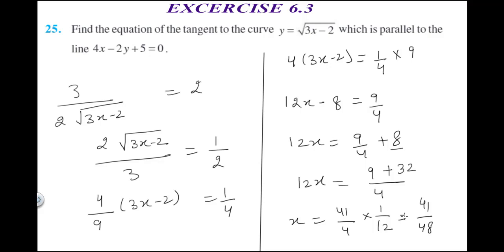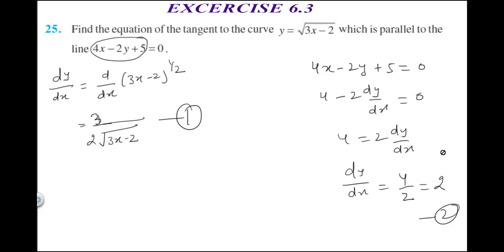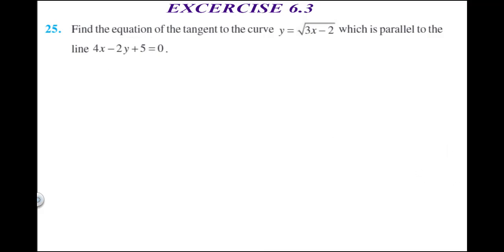so 41 upon 48. This is the value of x that we will get. Now what to do is, we can put this value of x here and find out the value of y. So we will find out our point actually. Clear? The slope we already know. It is parallel to which line? The line slope. So what was the line slope? It was 2. So we have the slope of tangent as 2.